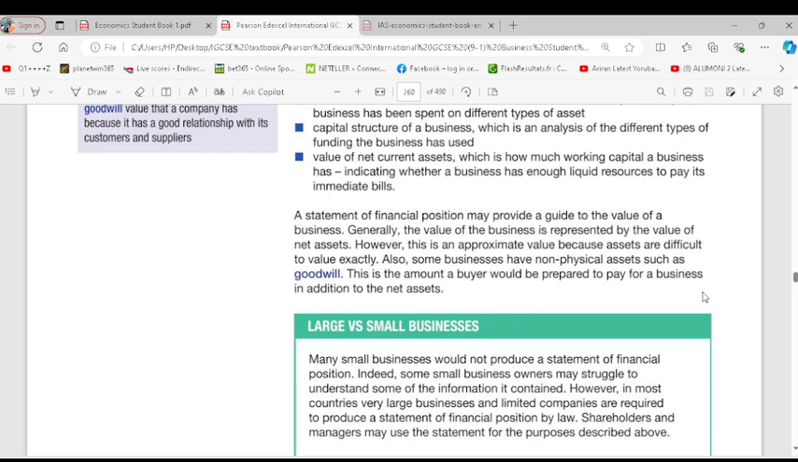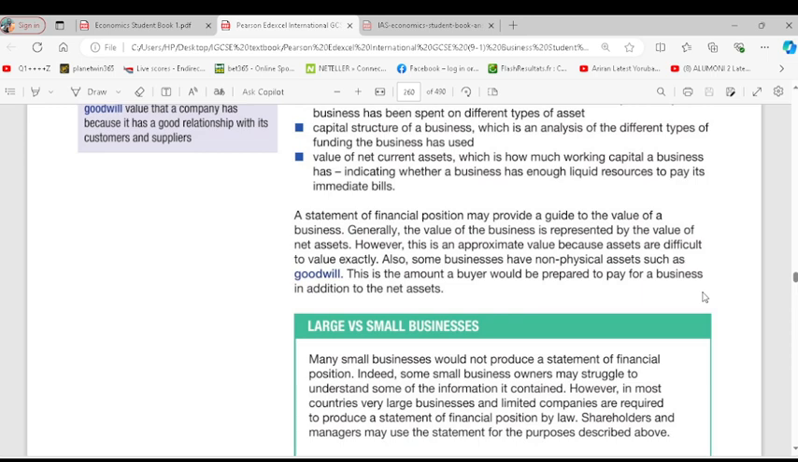However, this is an approximate value because assets are difficult to value exactly. Also, some businesses have non-physical assets such as goodwill.